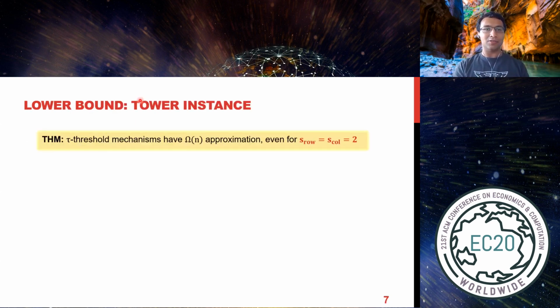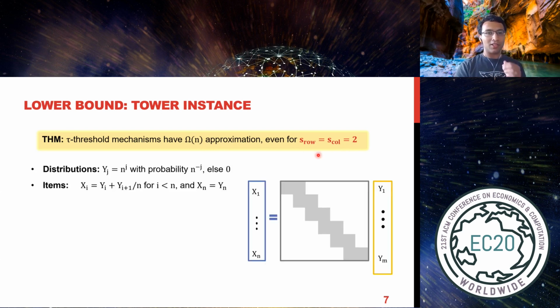Good. So first, let's start off with an interesting example, which shows why these threshold mechanisms, the simple threshold tau mechanisms, don't work well. So we call this the tower instance. In fact, these threshold mechanisms work badly even when both the column and row sparsity are very small, even 2. So what's the example?